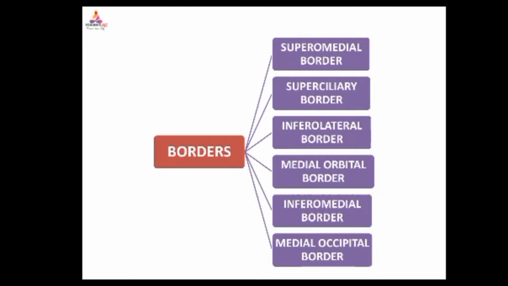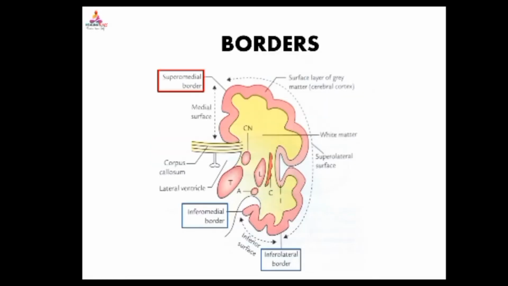Next are the borders. Each cerebral hemisphere presents six borders: supermedial border, superciliary border, infralateral border, medial orbital border, inframedial border, and medial occipital border. First is the supermedial border. It separates the superolateral surface from the medial surface.